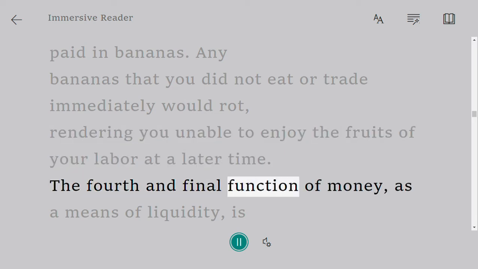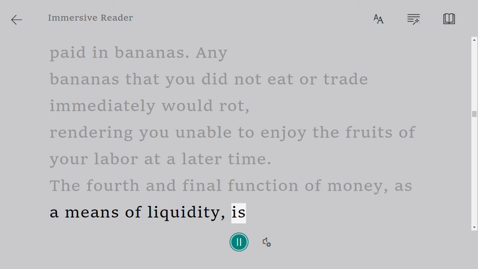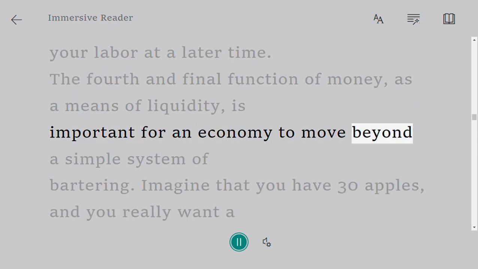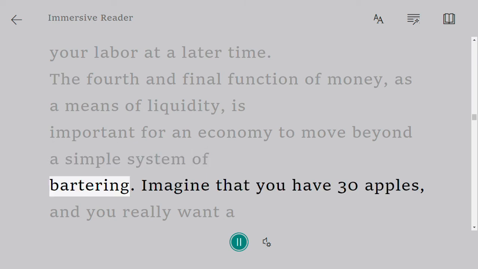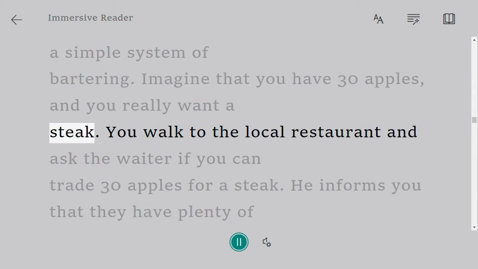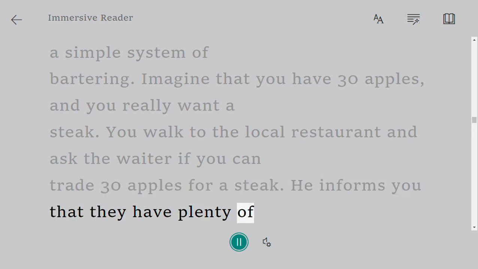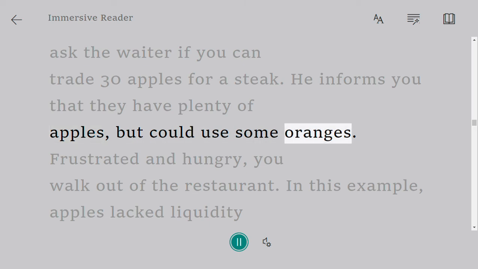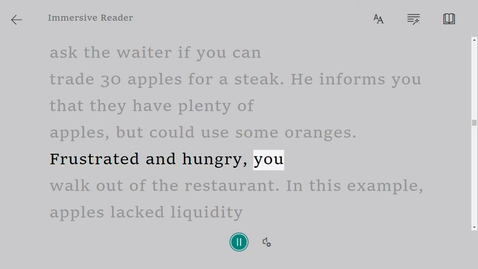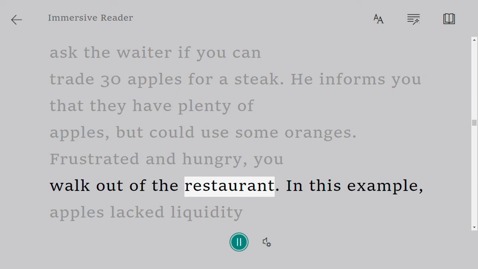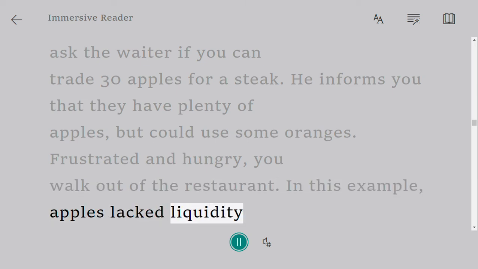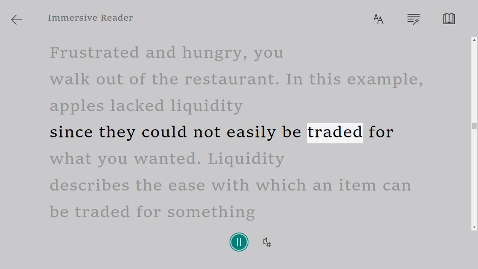The fourth and final function of money, as a means of liquidity, is important for an economy to move beyond a simple system of bartering. Imagine that you have 30 apples, and you really want a steak. You walk to the local restaurant and ask the waiter if you can trade 30 apples for a steak. He informs you that they have plenty of apples, but could use some oranges. Frustrated and hungry, you walk out of the restaurant. In this example, apples lack liquidity, since they could not easily be traded for what you wanted.